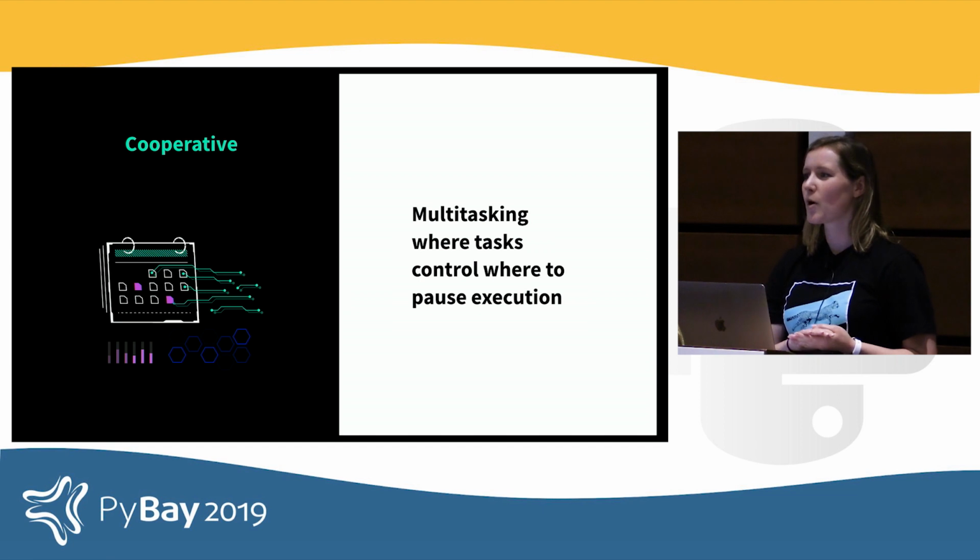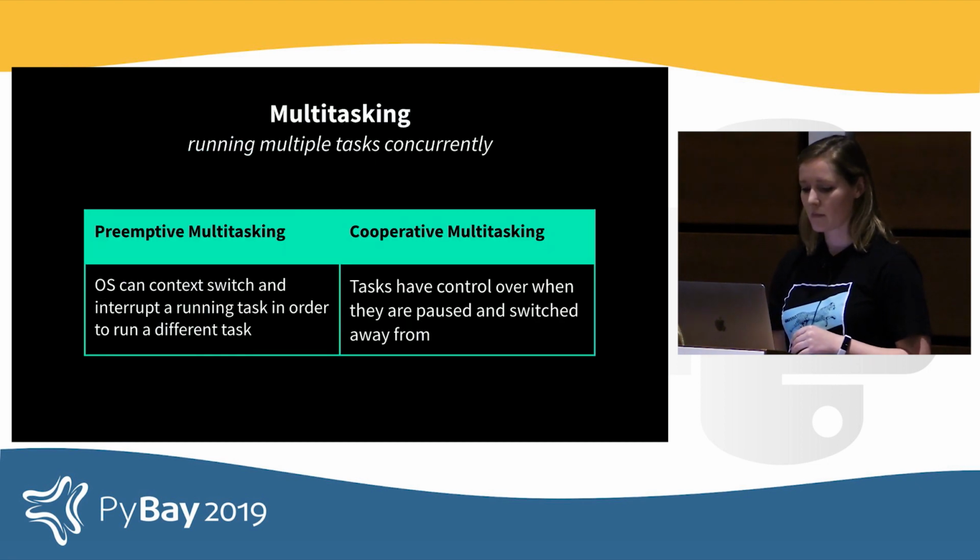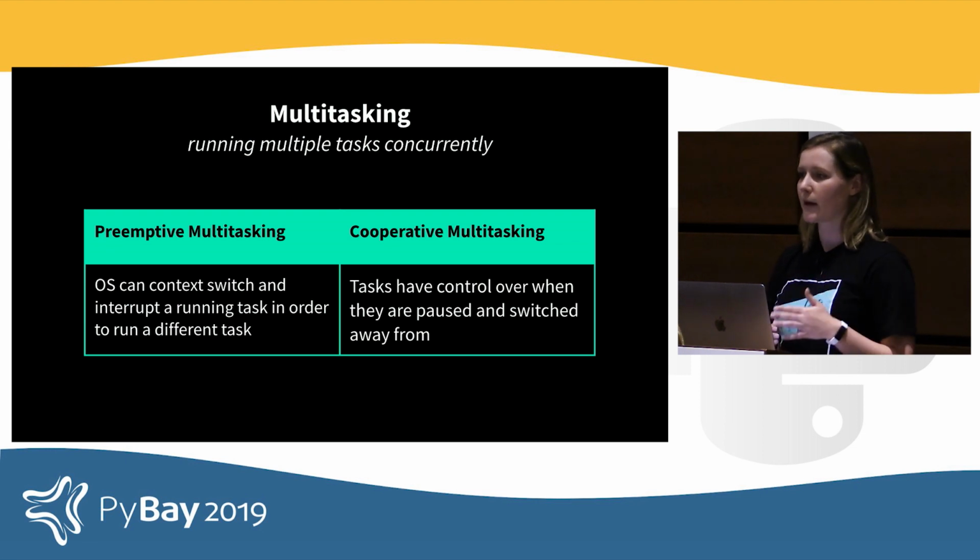Our final term, cooperative. This refers to how the tasks are managed. In cooperative multitasking, tasks control where to pause execution. Multitasking for programs is kind of like multitasking for humans. It's attempting to do multiple things at the same time. In computing, there's two styles of multitasking approaches, preemptive and cooperative. For preemptive multitasking, the operating system can interrupt a running task, pause it, and start running another.